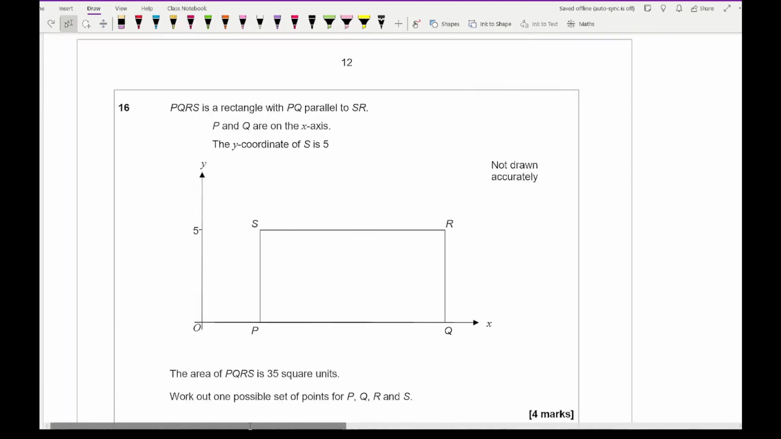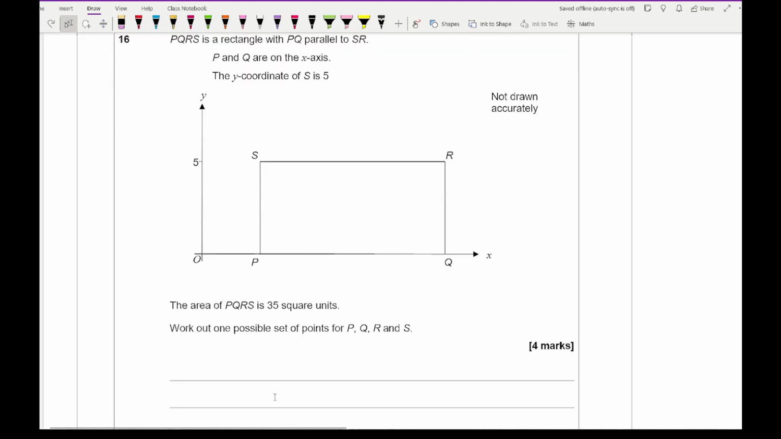And it says that PQRS is a rectangle with PQ parallel to SR. P and Q are on the x-axis. S has a y ordinate of 5, and it says the area of PQRS is 35 square units. Work out the possible set of points of PQRS.